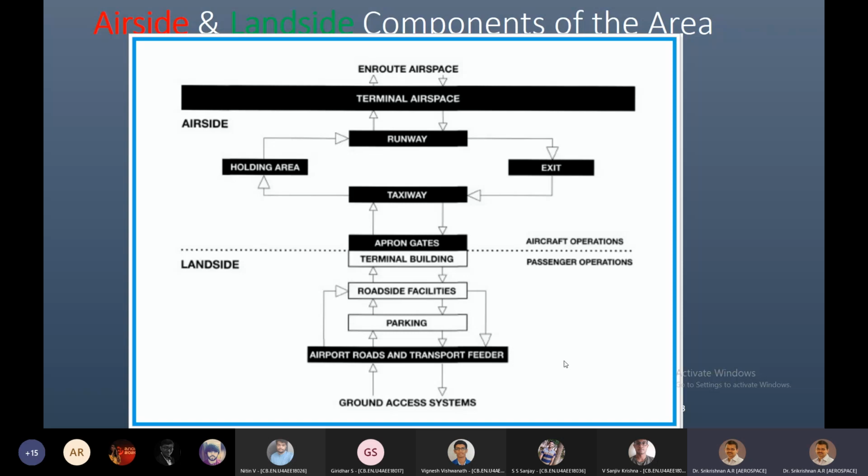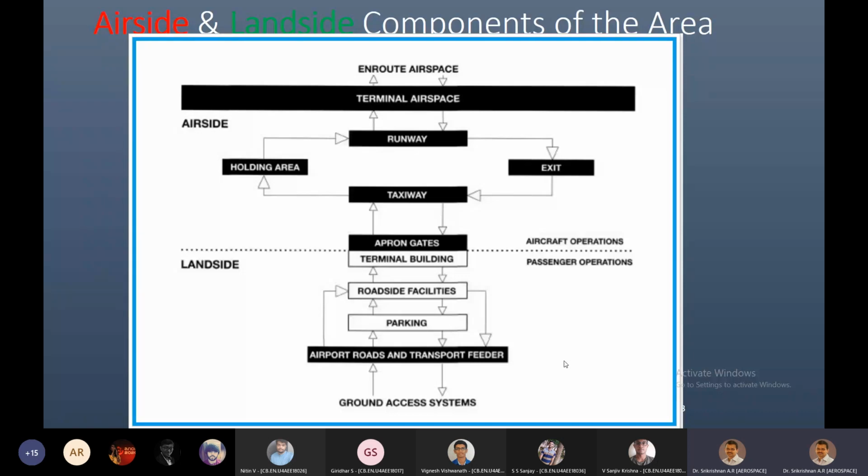All those activities take place inside the terminal building. So all these we have discussed so far, that is the ground access systems, the airport roads, the parking facilities, the entire roadside facilities, and the terminal building, all these put together are referred to as the land side components.